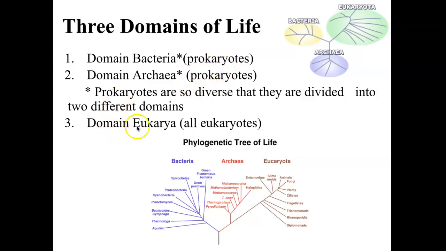The third domain is domain Eukarya or domain Eukaryota, same thing. And this includes all eukaryotes. So I always tell students, you are a eukaryote, and then hopefully that will help you remember that you belong to this category. Being a eukaryote typically means that you have a nucleus.